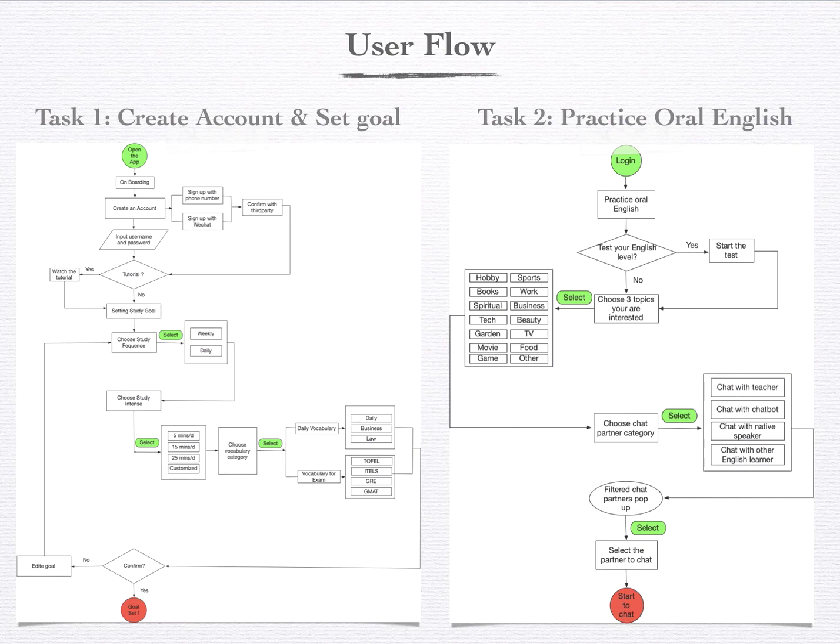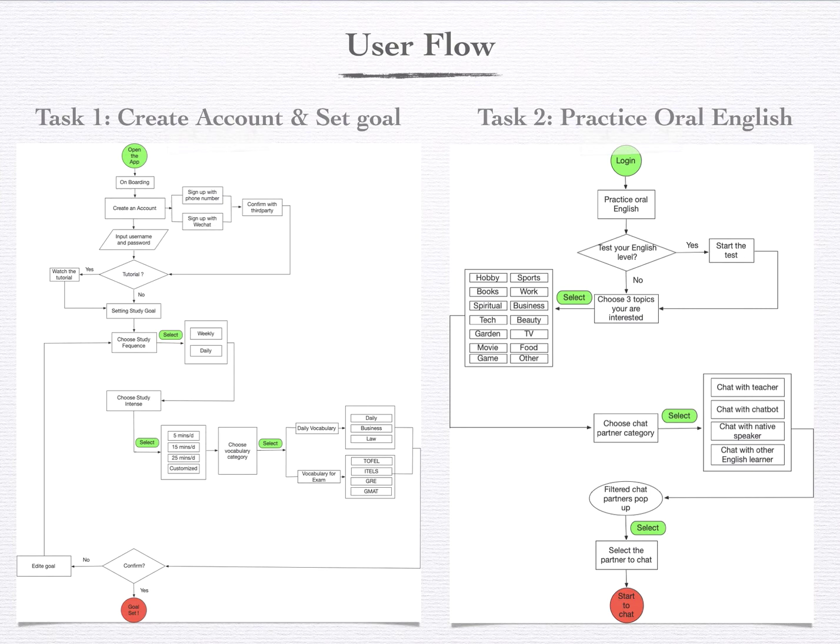For the first task, I want the users to successfully create an account and set a vocabulary learning goal. So the steps may include: first, open the app; second, create an account; third, set study frequency; fourth, get study intents; fifth, choose vocabulary category; and last, confirm. So in the wireframe stage, you will see all the slides are generated based on my user flows.